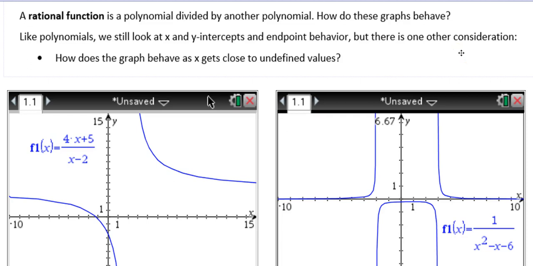A rational function is a polynomial divided by another polynomial. And we want to look at how these graphs behave. Like polynomials, we'll still look at x and y intercepts and endpoint behavior, but there's another consideration. How does the graph behave as x gets close to undefined values?